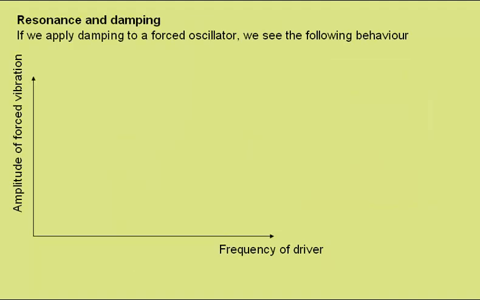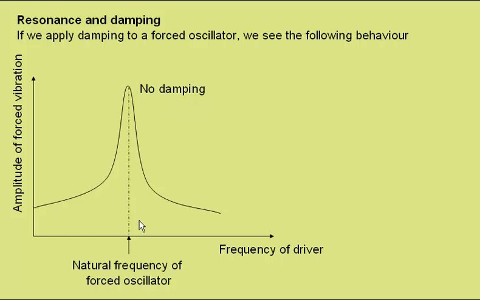Resonance and damping. If we apply damping to a forced oscillator, we see the following behaviour. Here we have a graph of the amplitude of forced vibration, for instance that of one of the paper cones on the Barton's pendulums, against the frequency of the driver. With no damping, we get something like this. So this is an undamped system, where at the natural frequency of the forced oscillator we get a sharp peak of increased amplitude.